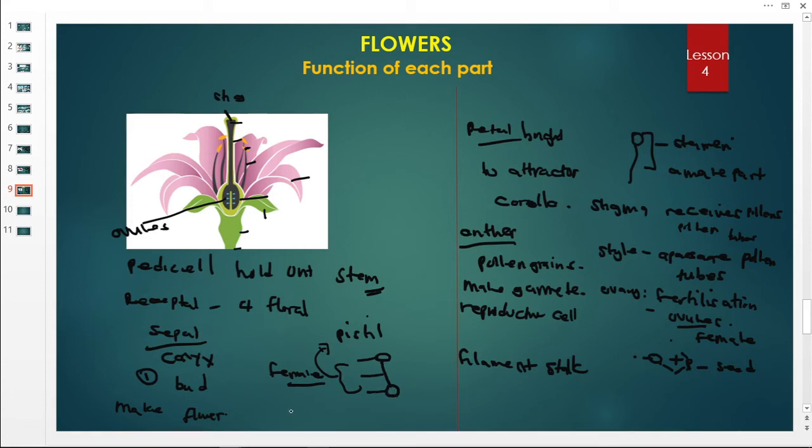Within the ovary we have the ovules that are making what we call the female gametes, and within the ovary we are going to have fertilization. Then after fertilization, our ovules inside here are going to turn into the seeds. Then the ovary is going to become a fruit.